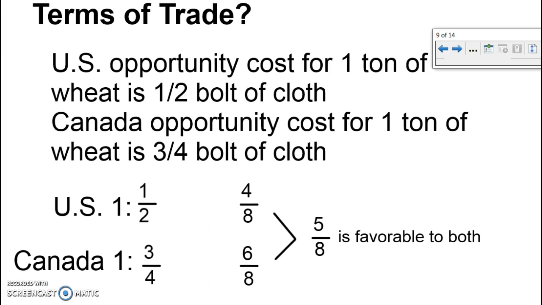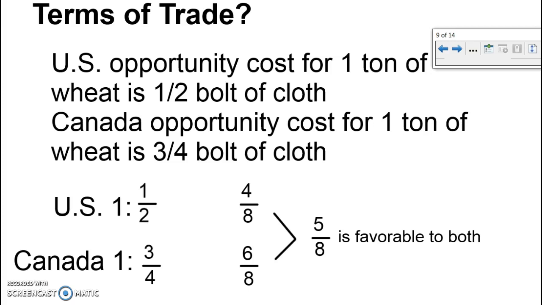So for example, let's say we have a comparative advantage problem, and we have determined, based on the numbers in the grid, that the opportunity cost for a ton of wheat in the US is half a bolt of cloth, and the opportunity cost for a ton of wheat in Canada is 3/4 of a bolt of cloth.